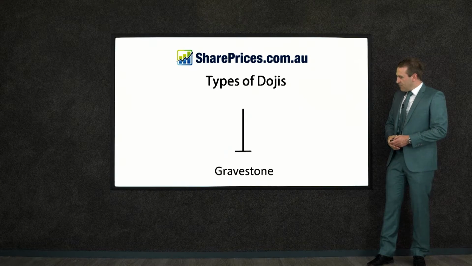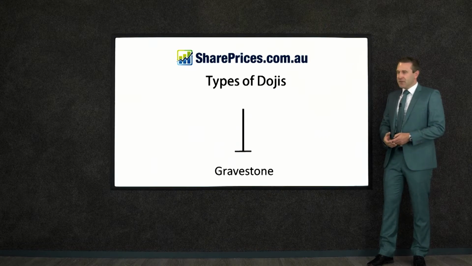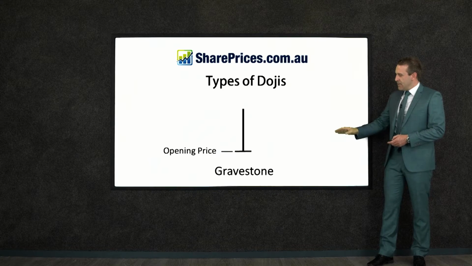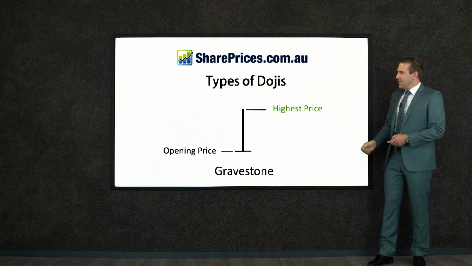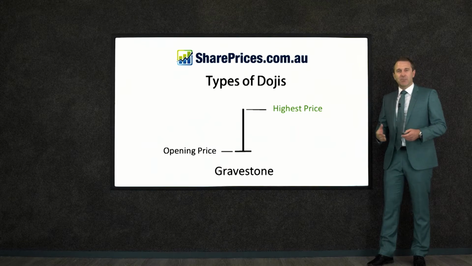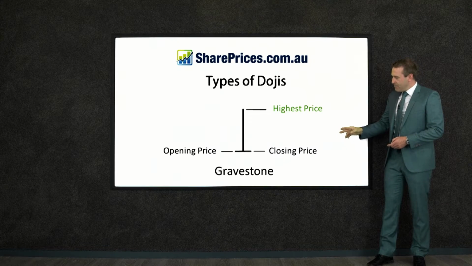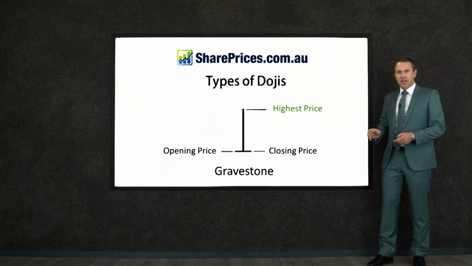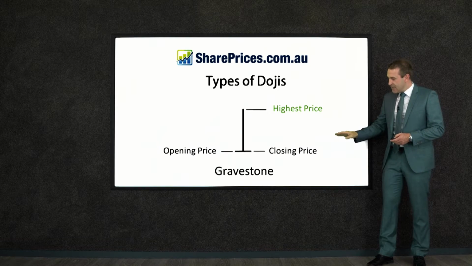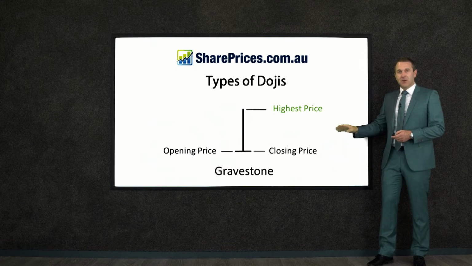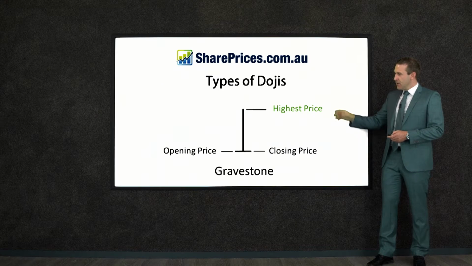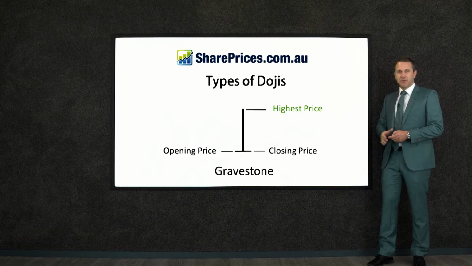Now the Gravestone, finally. Sounds a bit grim, doesn't it? But this time we start with our opening price, and that's the lowest price of the day. Then we move up to the top of the wick. There's our highest price of the day, and then falls back down to the closing price, which is also the lowest price of the day, virtually identical or in line with the opening price. Starts, moves up, comes back, closes virtually identical.